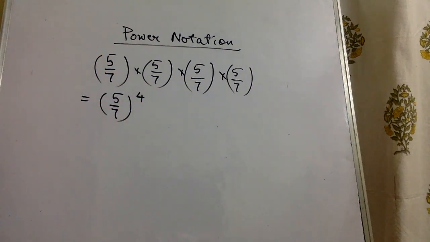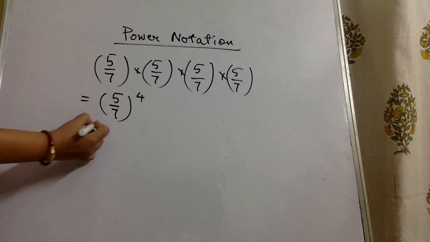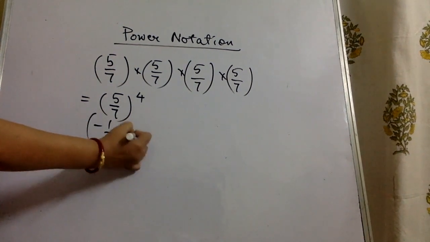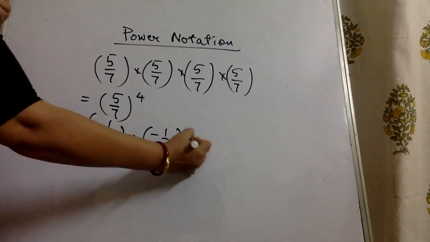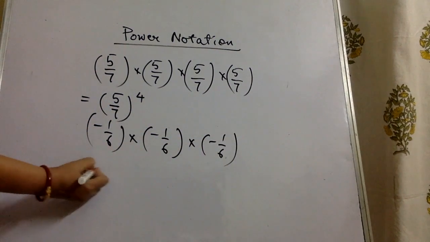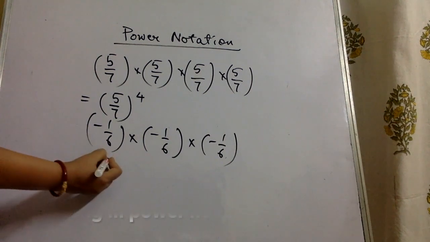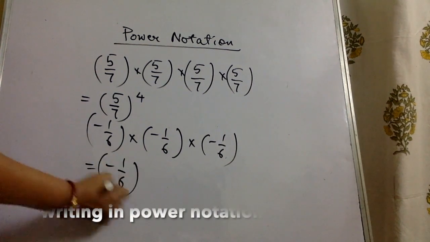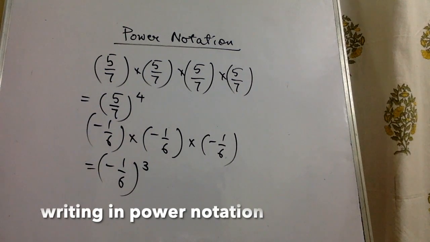Now let's take a negative one: minus 1 by 6 into minus 1 by 6 and again into minus 1 by 6. Now don't ever miss the bracket. I repeat, it is minus 1 by 6 to the power 3. Minus 1 by 6 to the power 3.